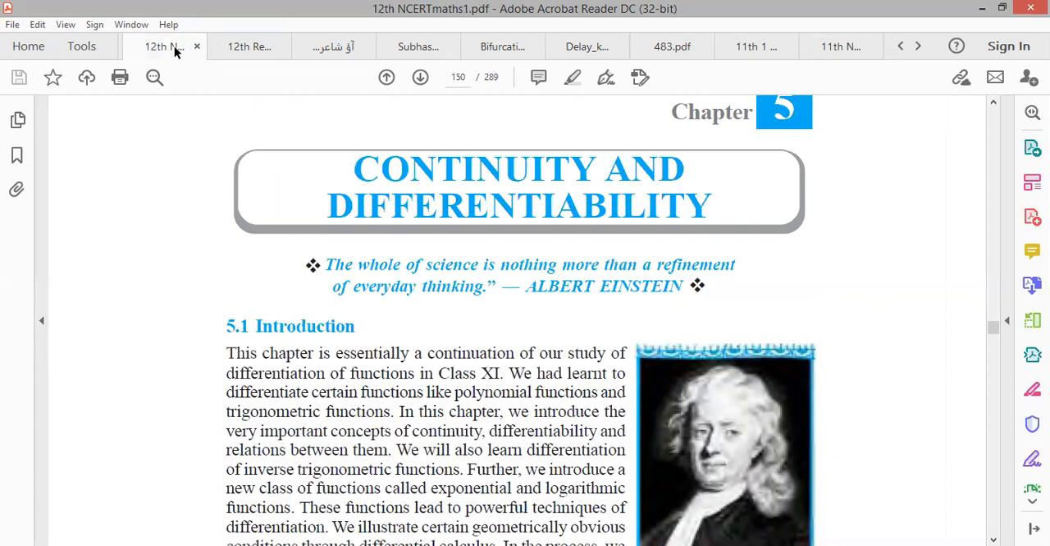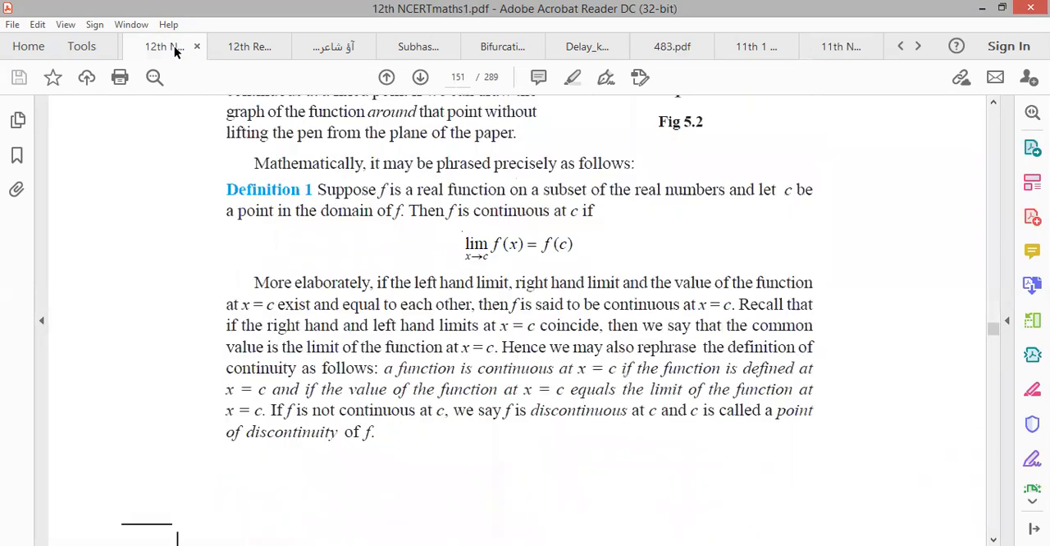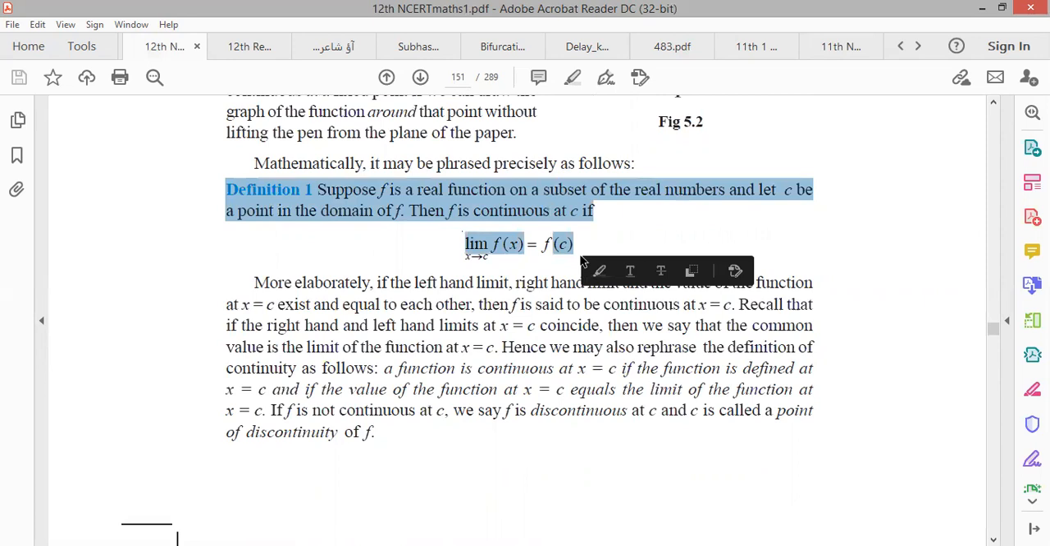So for the continuity of a function, we have to once again go to the concept of the limit. Suppose we have a function. You see here definition one, on page number 151 of your textbook. Suppose we have a real function on a subset of real numbers, and let C be any point in the domain of definition of the function f. Then f is said to be continuous at C if the limiting value of f of x at x equal to C equals f of C.